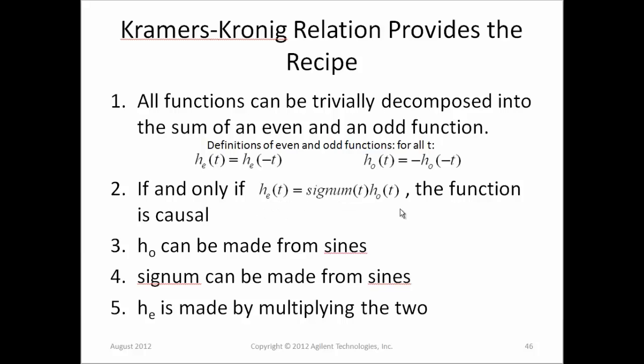If the even and odd parts are related in this way, then the function is causal. In particular, the amplitude is identically 0 for all negative time. The next thing we're going to work on is the fact that the odd part of the function can be made from sine waves, and the signum function can also be made by adding sine waves, and the even part can then be built up by multiplying the two, just by this methodology. So we'll take this recipe, 5 steps, and we'll break it down step by step and see how we can use the Kramers-Kronig recipe.